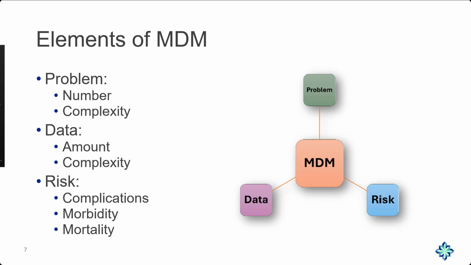And then the third piece is going to be risk, and this is going to be the risk of complications, morbidity, or mortality from the conditions and the medical decisions that are being made. That's going to come into play even with problem when we get to some of our moderate and higher risk elements of problem, and we'll tie that back in a little bit later.